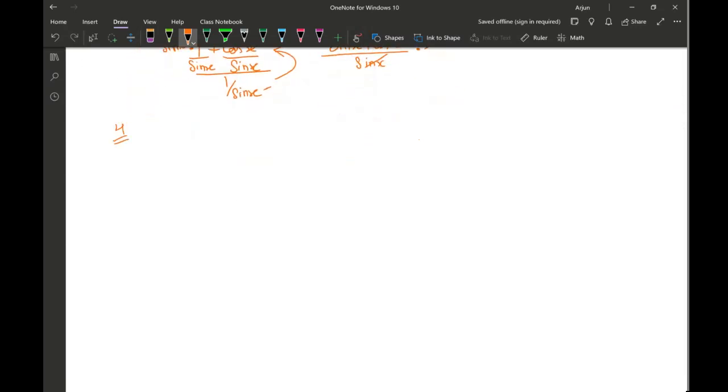Now let's look into question number 4. That is secant square x minus 1 upon secant square x, and we wanted to prove it equal to sine x. So secant square x minus 1 can be written as, well, only secant square can be written as 1 upon cos square x minus 1. Secant square x can be written as 1 upon cos square x.